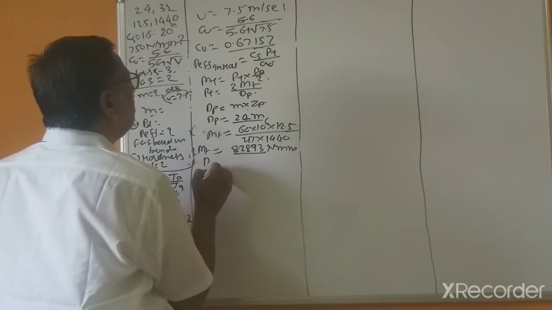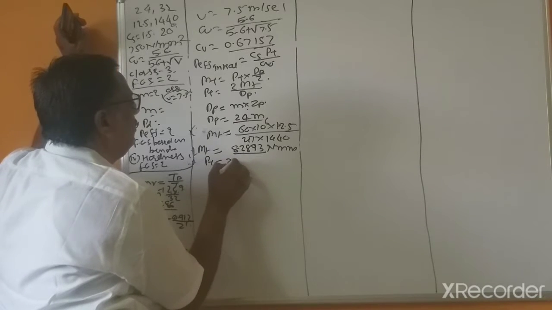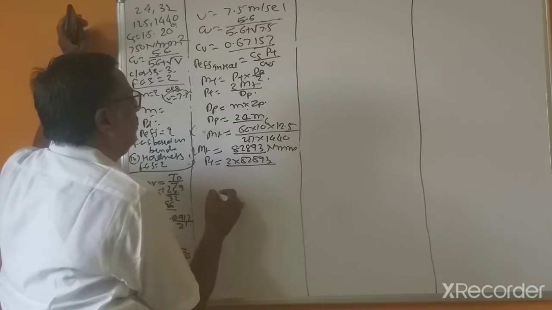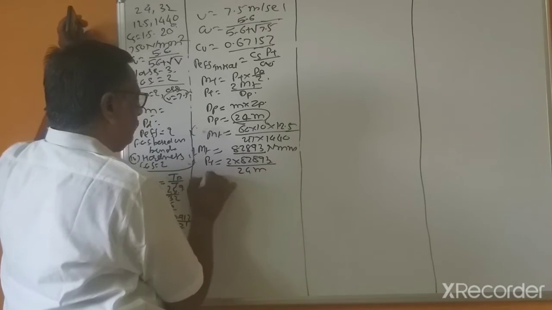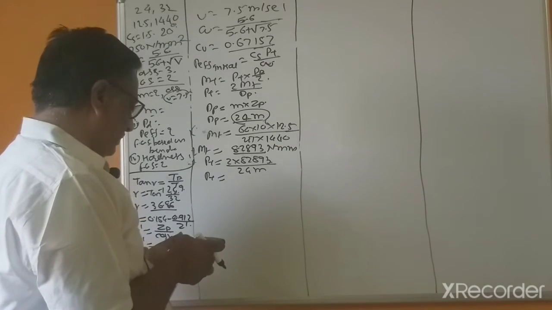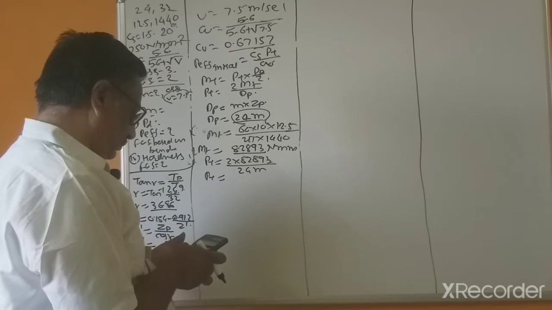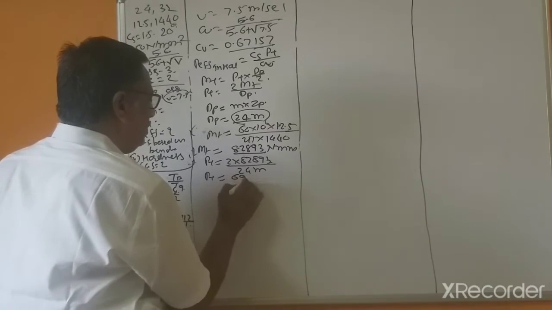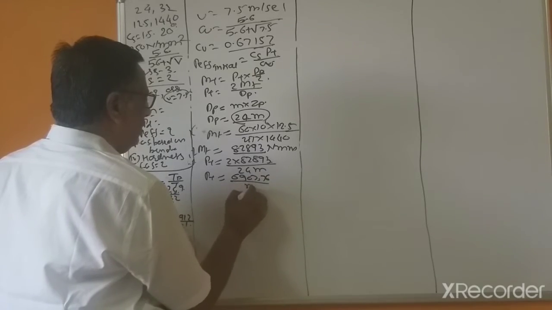So PT equal to 2 into MT divided by, this is 24 m. So this PT you will get in the form of the module. Divided by 24. So this is 6907.76 m.